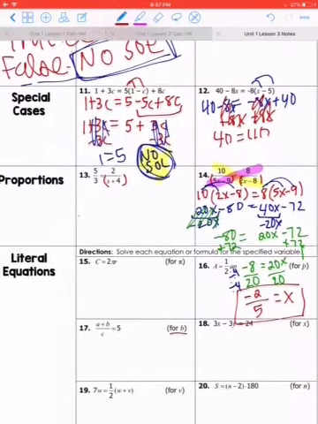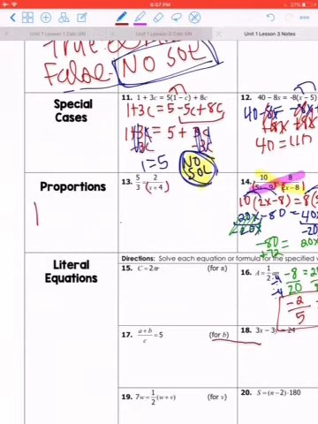Alright, and then you may want to write in your proportions that you cross multiply. That's how we solved.